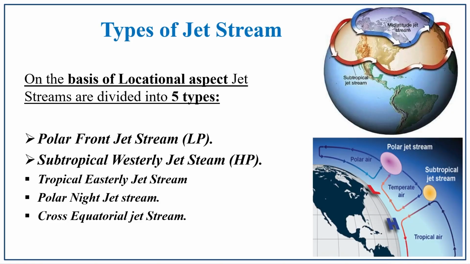The types of jet streams: initially we discussed the two major jet streams. Based on locational aspects, there are five types of jet stream: polar front jet stream, that is low pressure, and subtropical westerly jet stream, that is high pressure. Here you have the locally influenced jet streams: tropical easterly jet stream, polar night jet stream, and cross equatorial jet stream. We will be discussing these elaborately one by one.